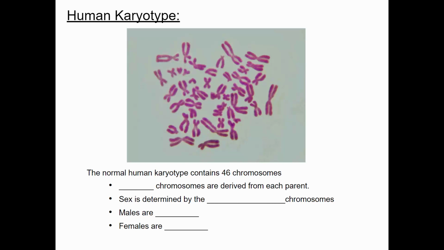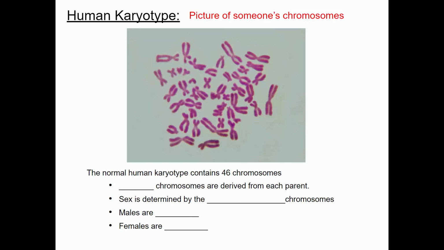Karyotype. Nucleus, yes. This is a karyotype. They say it's a picture of the chromosomes in the nucleus of a cell. And so if you take a picture of the chromosomes in a cell, you can then look at them and tell some information about that individual. A normal human karyotype of a normal body cell, you would find 46 chromosomes. So this is a picture of those chromosomes.